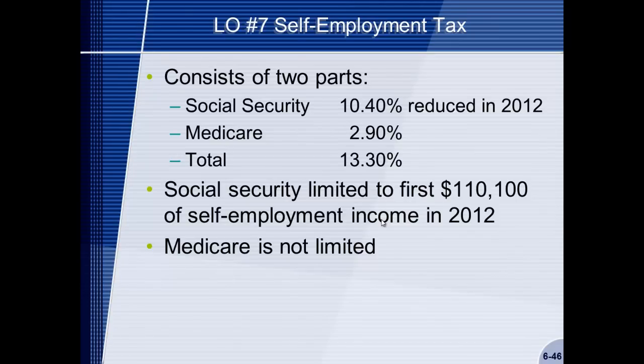So, self-employment tax. This consists of 2 parts. In 2012, they had reduced the Social Security tax to 10.4. Medicare was 2.9, so a total of 13.3%. Social Security limited to the first $110,100. So if I earn $200,000, I stop paying Social Security after $110,100. Medicare is not limited, though.